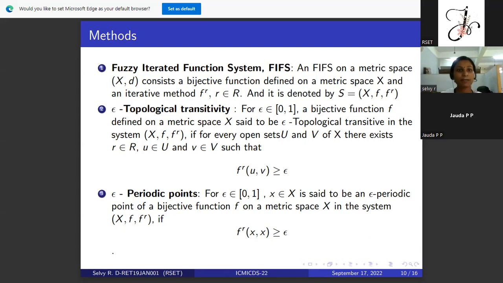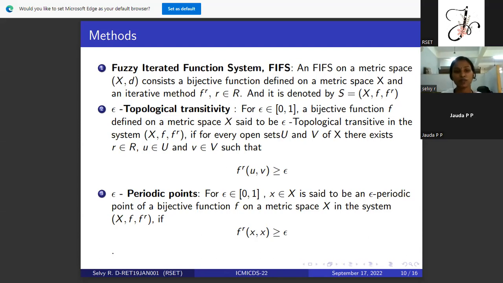Next definition is epsilon topological transitivity. For epsilon in the closed interval [0, 1], a bijective function f defined on a metric space X is said to be epsilon topologically transitive in the system (X, f, F^r) if for every open sets U and V of X, there exist r ∈ R, u ∈ U, and v ∈ V such that f^r(u, v) is greater than or equal to epsilon.